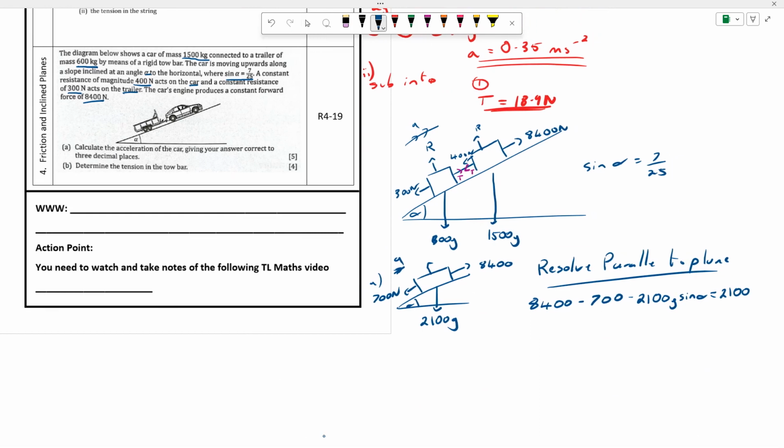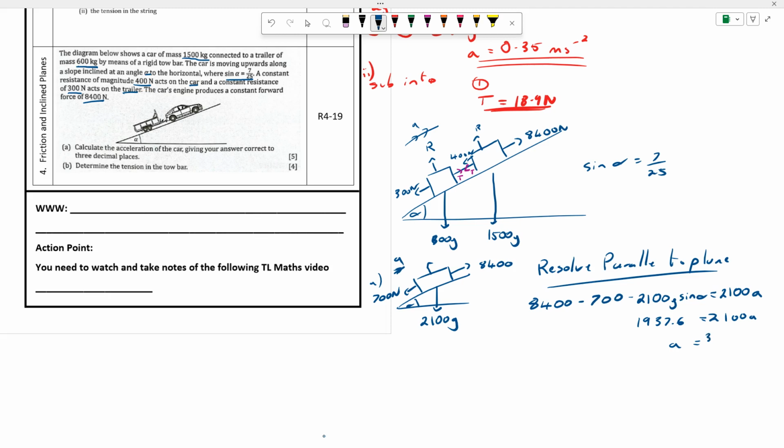I'm going to solve this, okay? Again, I know what sine alpha is, so I can plug it in. It's 7/25, which means I can put everything in this left-hand side into my calculator. It gives me 1937.6 is 2,100 a. And then I can solve that for a by dividing by 2,100.